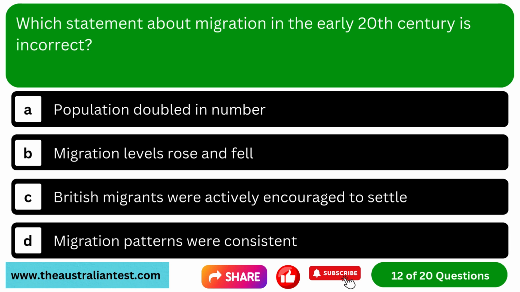Question 12, which statement about migration in the early 20th century is incorrect? Option A, population doubled in number. Option B, migration levels rose and fell. Option C, British migrants were actively encouraged to settle. Option D, migration patterns were consistent.